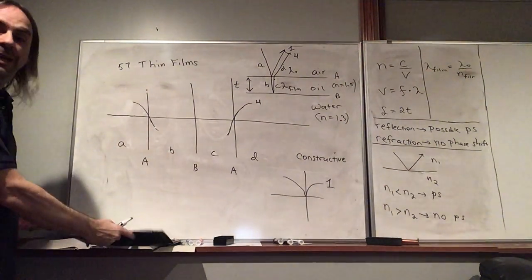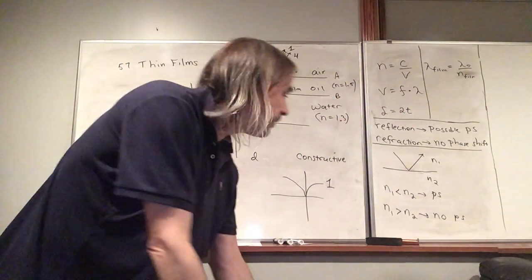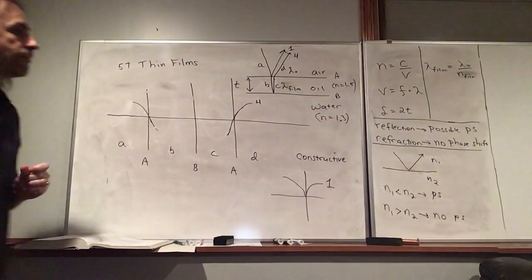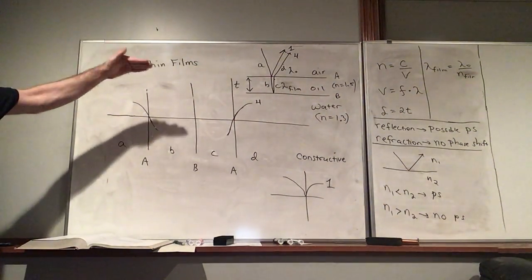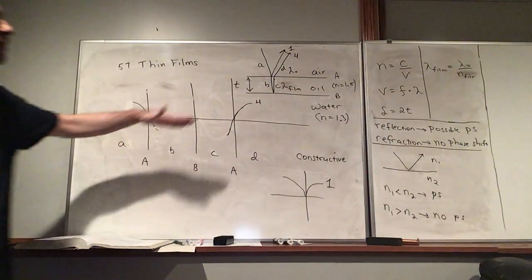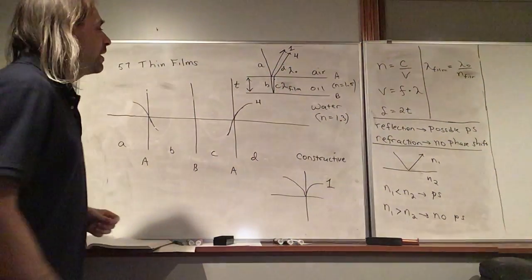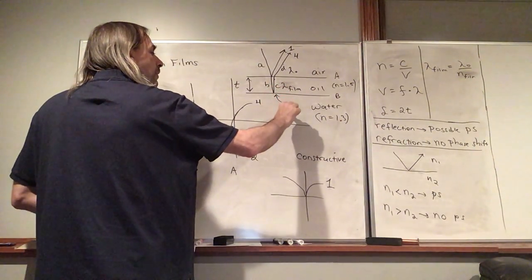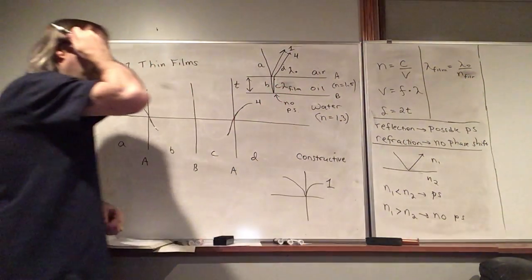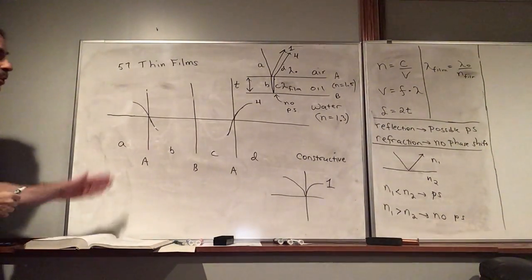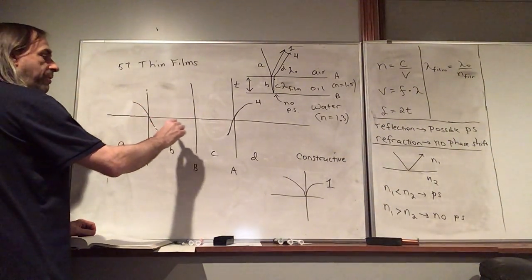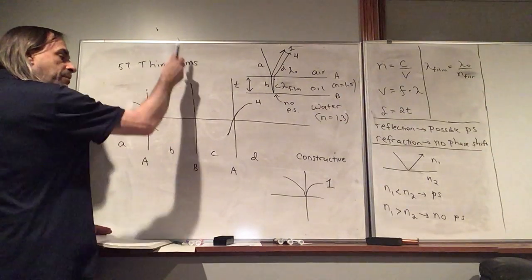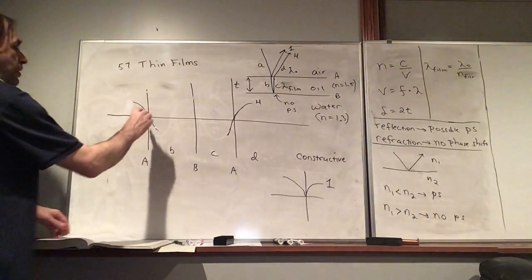Okay, so now we have to ask ourselves, do we have a phase shift at this boundary? So remember, if you go from a low index to a high index, you have a phase shift. Here, high to low, that means there's no phase shift on this reflection. So what that means is we draw this electric field with nothing happens at this boundary. So we can just draw it like this.